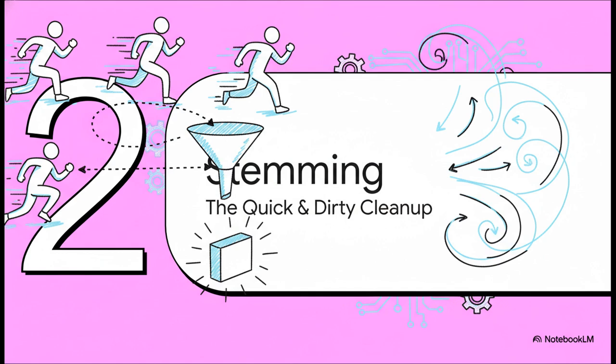Okay, so we've got our words, but this brings up a new problem, right? The words run, running, and runs, to us, they're all basically the same concept. But to a computer, they're three totally different strings of characters. So how do we get a machine to get that connection? Well, one way is a fast, kind of rough method called stemming.